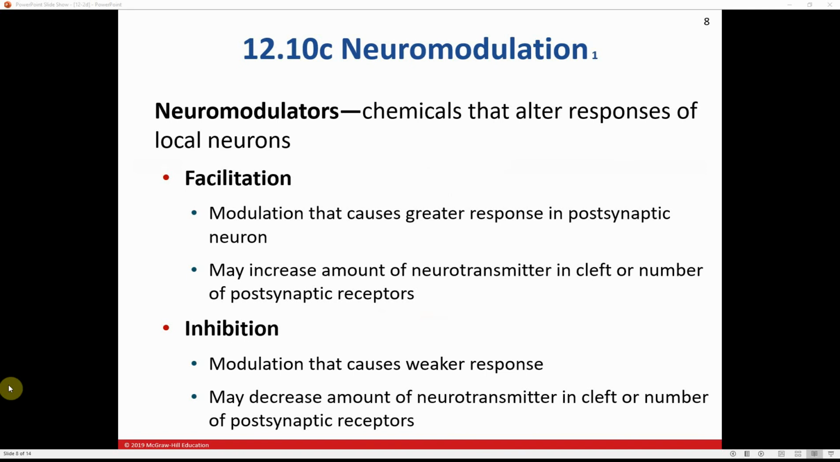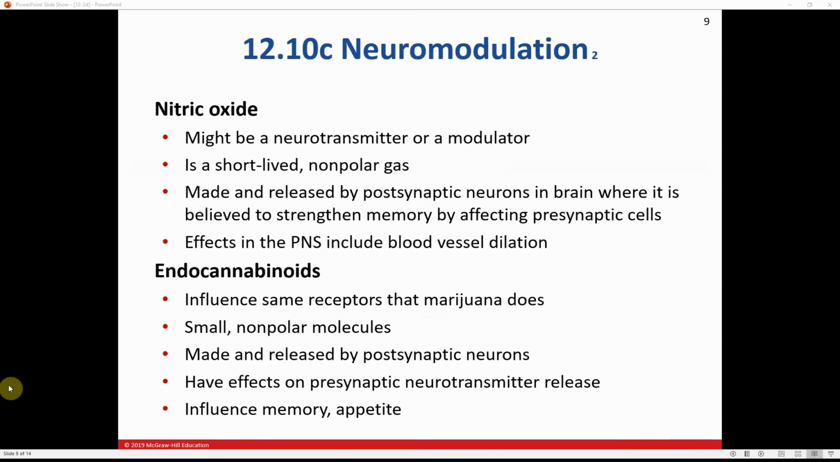Neuromodulators are chemicals that alter the response of local neurons. Facilitation is modulation that causes a greater response on our postsynaptic neuron. Inhibition is going to decrease the response in our postsynaptic neuron. Nitric oxide might be a neurotransmitter or a modulator. It's a short-lived nonpolar gas. It's made and released in the postsynaptic neurons in the brain, where it's believed to help strengthen memory by affecting presynaptic cells.